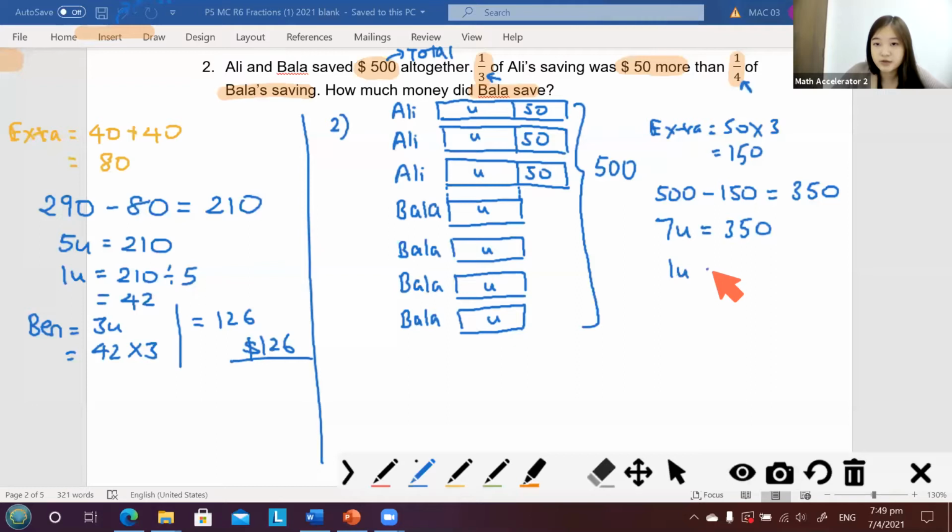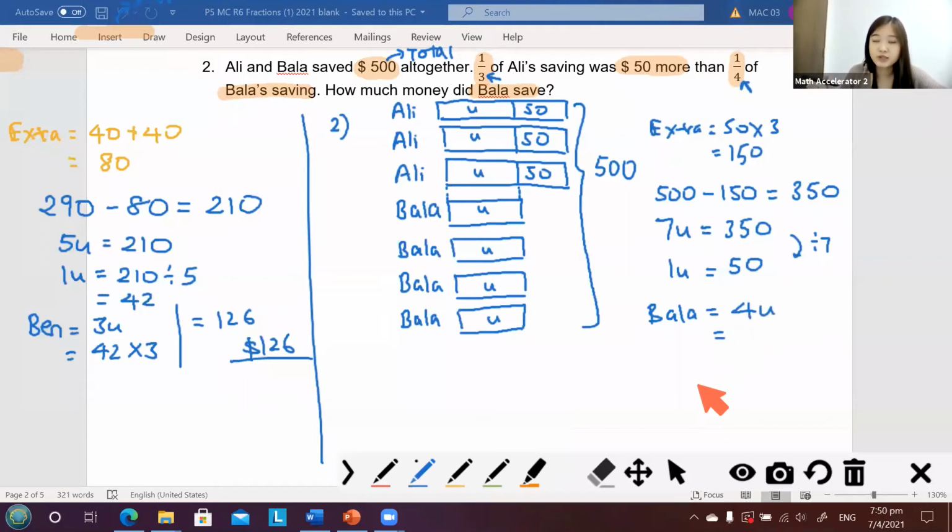Okay, look for 1 unit and find your answer. So divide by 7. What's your 1 unit? Yes, 50. Okay, thank you. So now Bala. Okay, Bala will be how many units? Yes. Okay, good. A lot of you telling me 4 units.